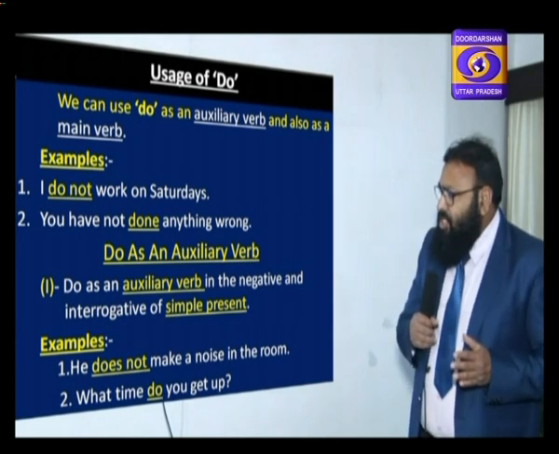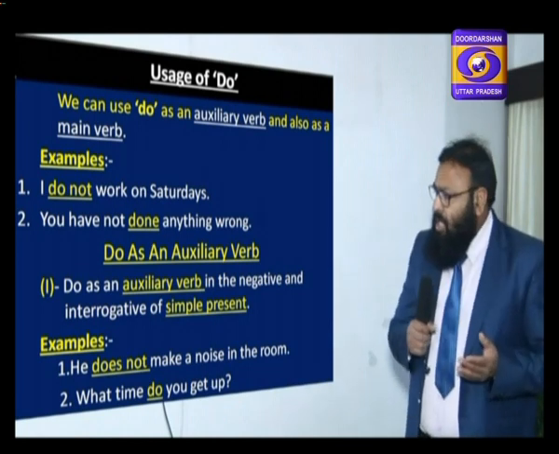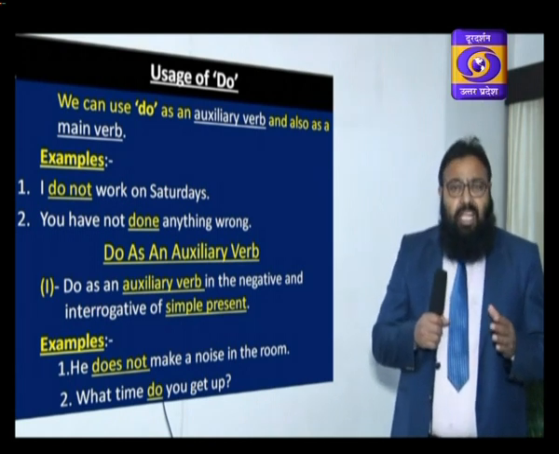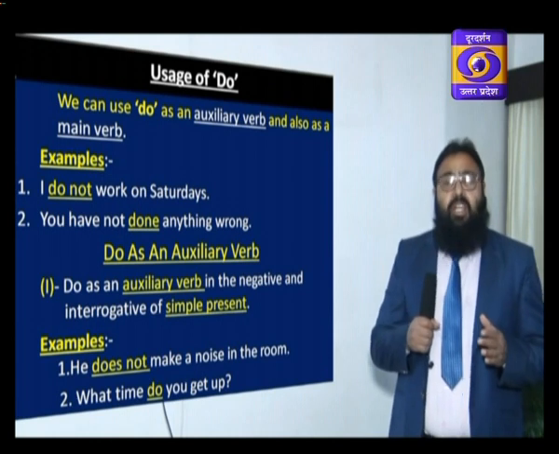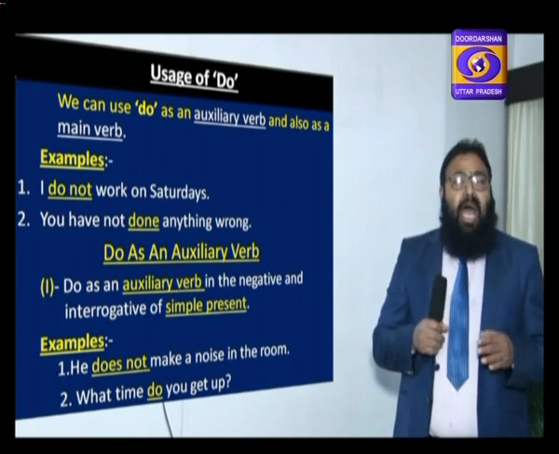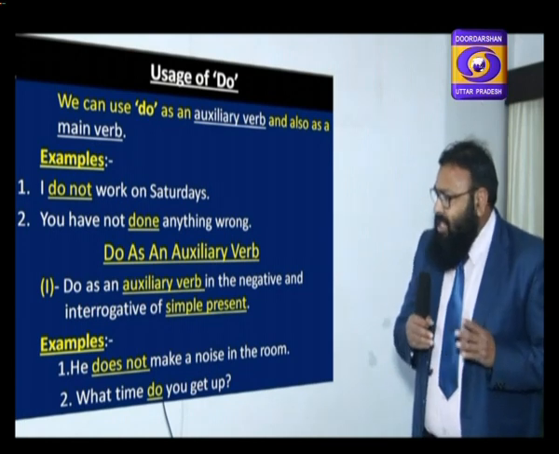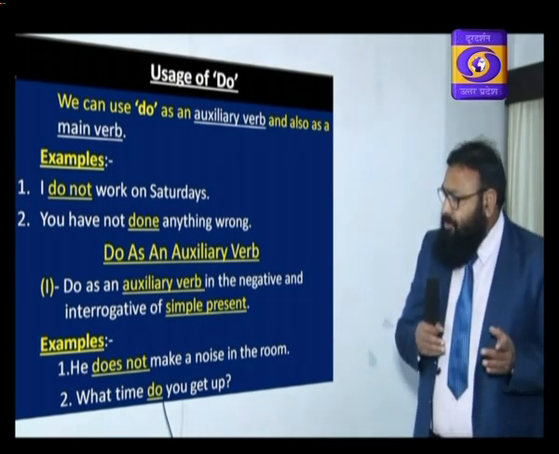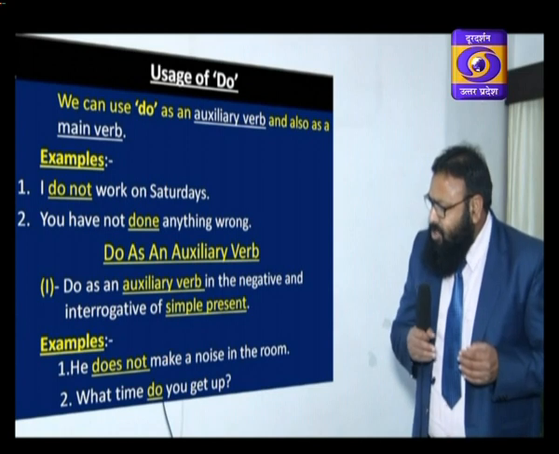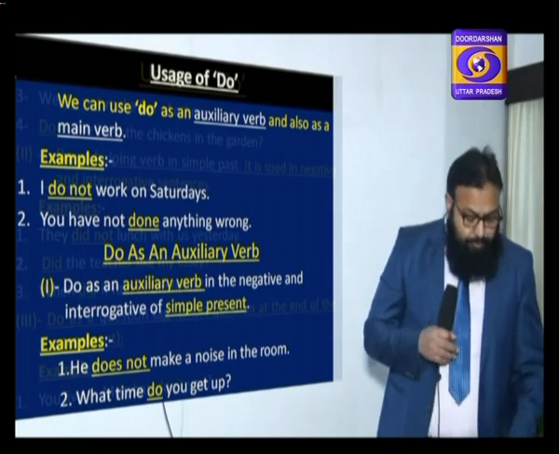Examples are: he does not make a noise in the room. Does not is a helping verb, and it is helping the main verb make, and it tells us that it is in simple present and the subject is singular. What time do you get up? An interrogative. Do is a helping verb, and it is coming before the verb. It is coming before the subject, you. So inversion is taking place in the case of an interrogative sentence. It is WH type.